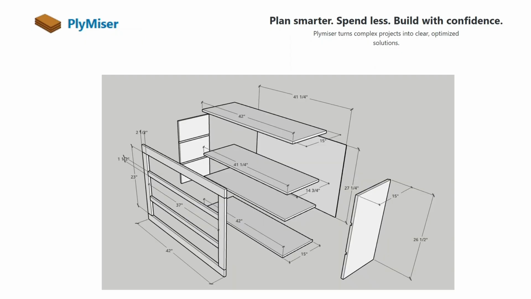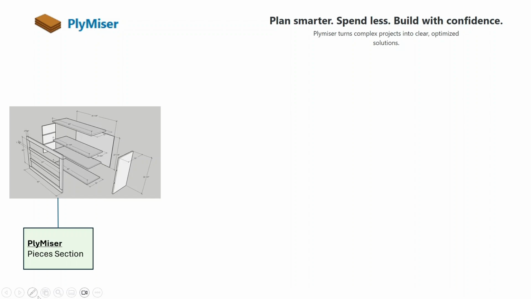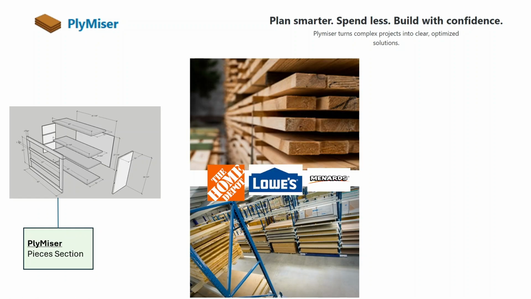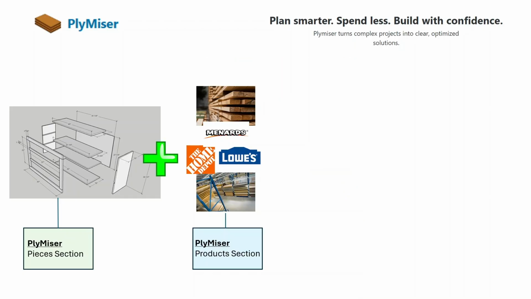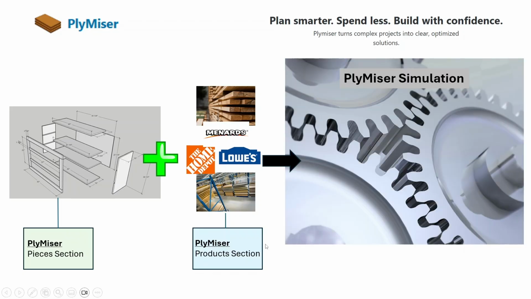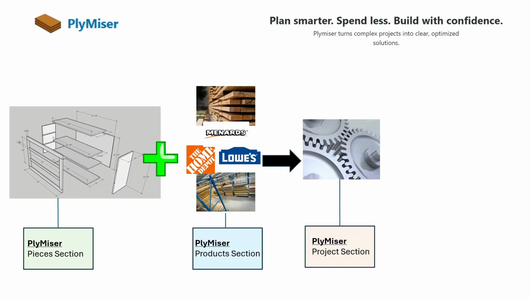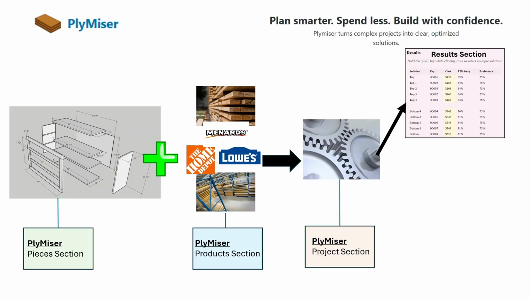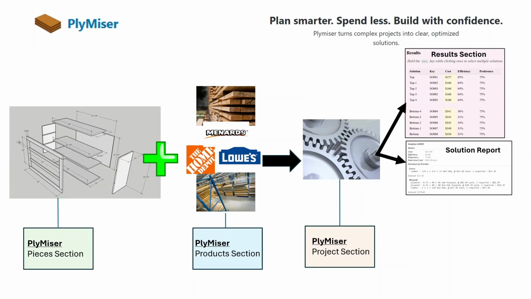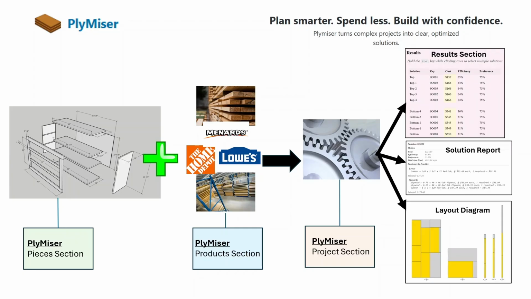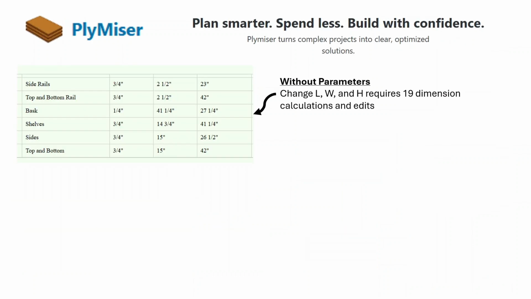We start out with the exploded diagram, and that becomes the pieces section of PlyMiser where you enter all those pieces. Then you go through and decide what you're going to buy from which retailer, and that becomes the product section of PlyMiser. You set a few simulation parameters in the project section of PlyMiser, and then out comes the results section, a solution report, and a layout diagram for your review. And then you cycle through all these till you're satisfied you have the best solution for your project.